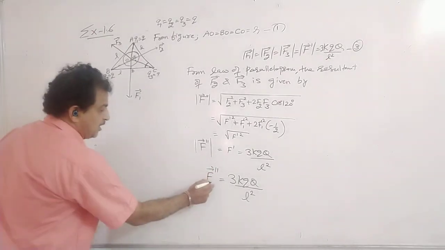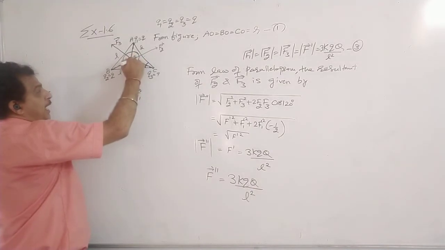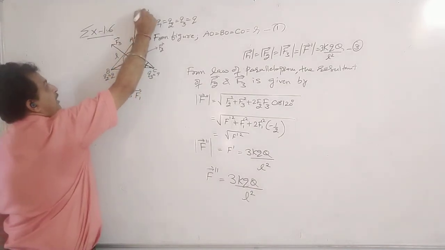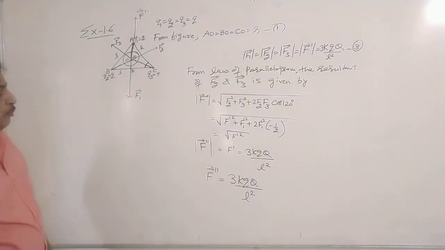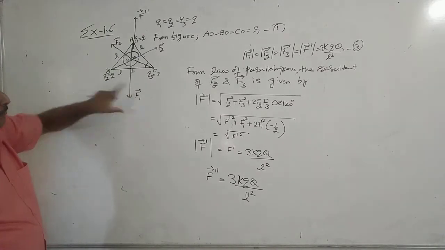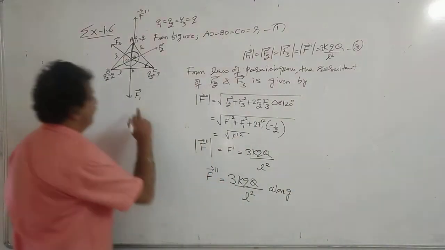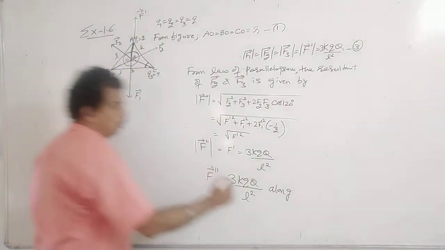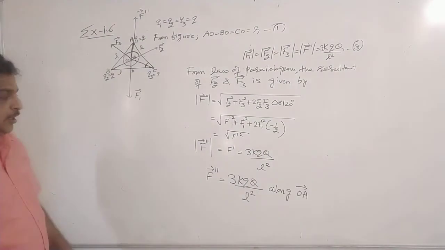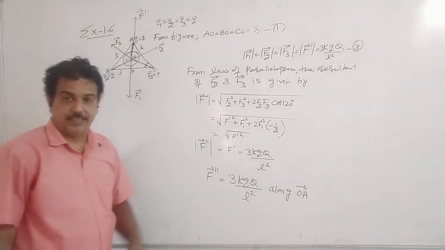Now I have removed this magnitude sign. Now where will be this resultant? This is the resultant of F2 and F3, so it should be exactly between this. So this is F double dash, and in the form of the direction, it is opposite to F1 vector. So along F1 vector was written from A to O, this is from O to A. So this is the resultant of F2 and F3.